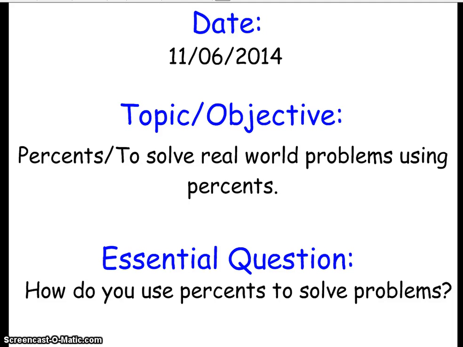Today's date is November 6, 2014. The topic is percents, and the objective is to solve real-world problems using percents. The essential question you should be able to answer at the end of the notes is, how do you use percents to solve problems?